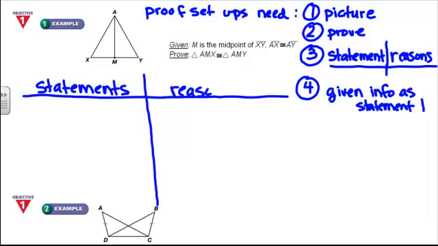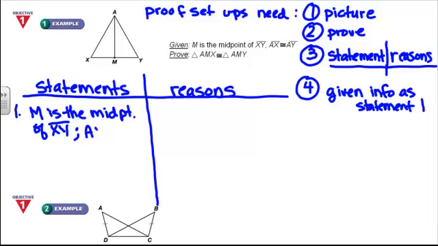When I draw my picture, I never include marks. In my pictures, I mark them as I write my given information. Okay, my first given information is that M is the midpoint of XY, and AX is congruent to AY. And this is given to me. Now you're going to use all the given information, so you have to know how to mark it.